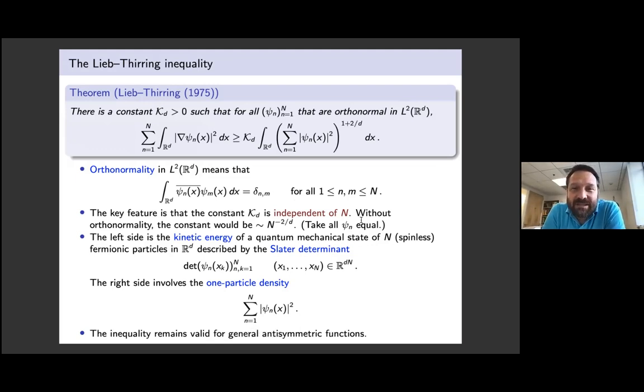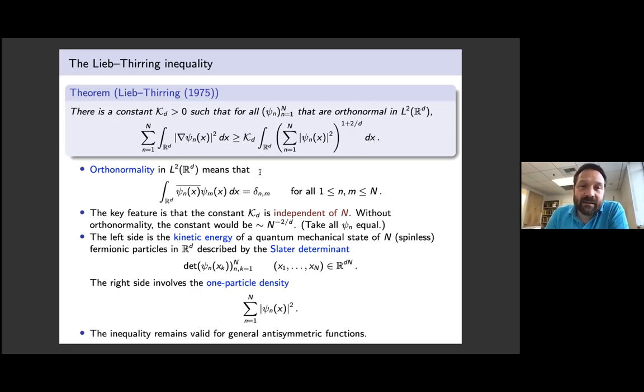Here on the top of the slide, we have the Lieb-Thirring inequality. The setting is the following. You're given a bunch of functions, say n, and you assume that these functions are orthonormal in L2 of R^d. d is typically 3, but in general can be anything. And orthonormality, as we know it, means that the integrals of these functions against each other vanish when the indices are different, and the functions are normalized to be 1.